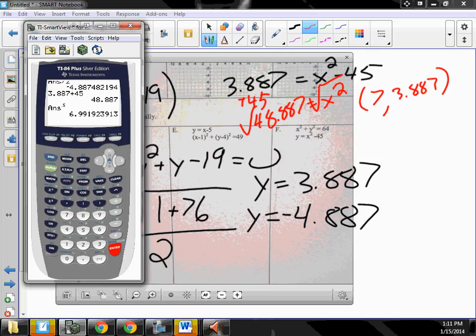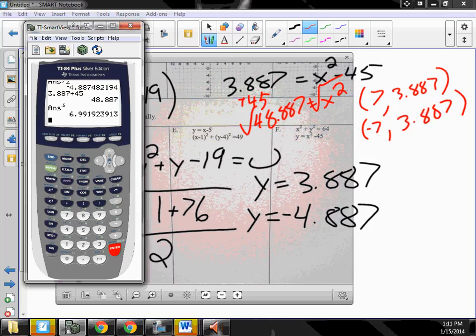Well, how many decimals did you use? You did 3.887? Oh, yeah, that's this one. So you just did the other one. So, and then the other one is negative 7 comma 3.887.